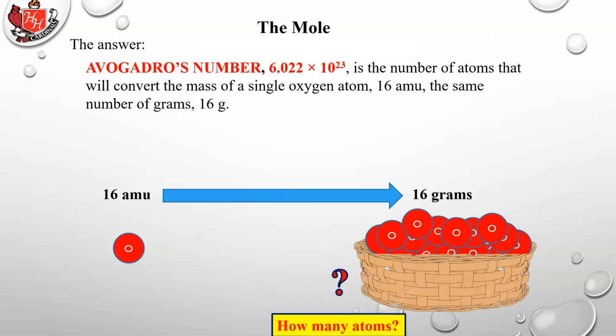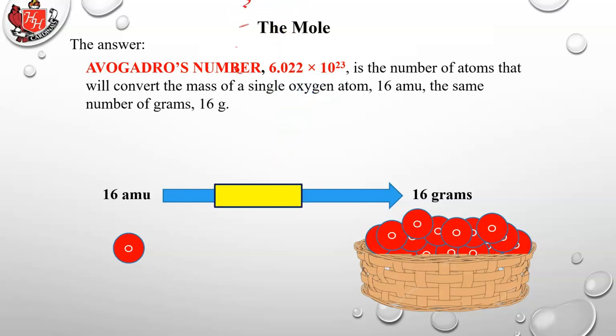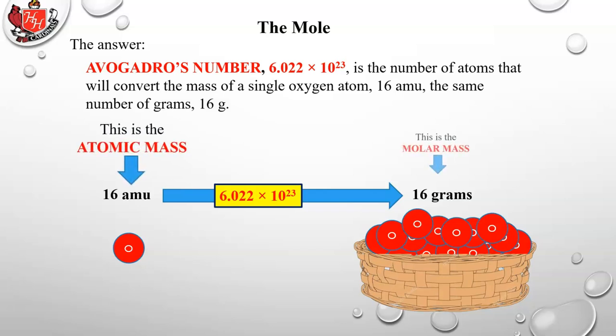So there you see it right there. And there you see the conversion. And that's true for anything. That number 6.022 times 10 to the 23rd will convert from AMU to the same number of grams of any substance. So this is the atomic mass, and this is called the molar mass. It's the mass of 1 mole, 6.022 times 10 to the 23rd molecules or atoms.